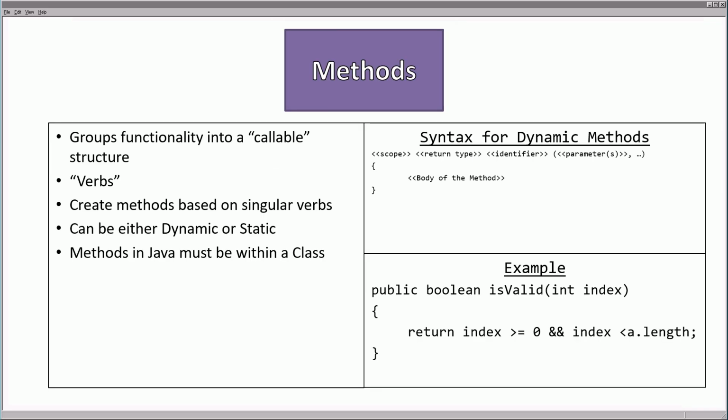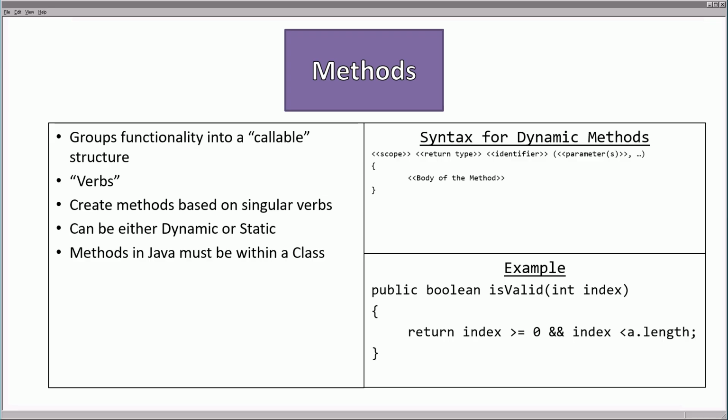Methods are a structure that basically groups together callable functionality. You can think of methods as basically being a verb. Those are the action parts of this programming language. Now, it's a good programming practice to create methods based on singular verbs. So, if you are speaking out loud and you notice using conjunctions, then it might indicate that the verbs that you're using could be two different methods.